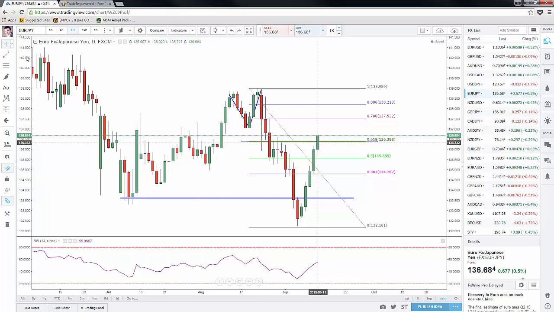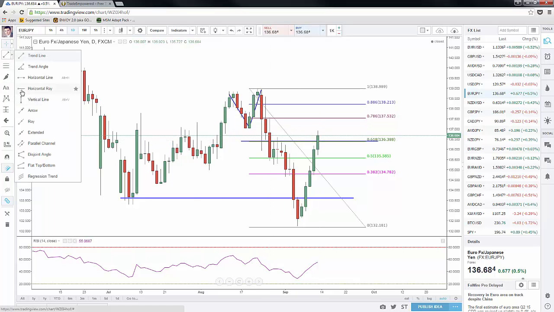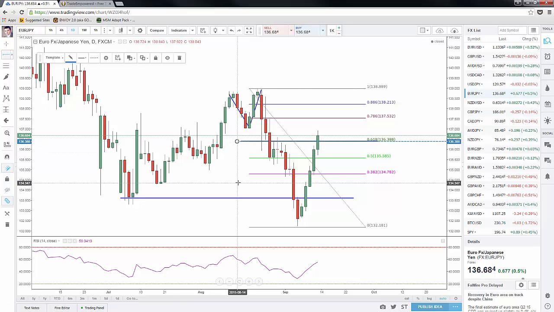What we look for simply is, okay, if I'm going to sell here, boom, at the 618, where are my targets going to have to be?